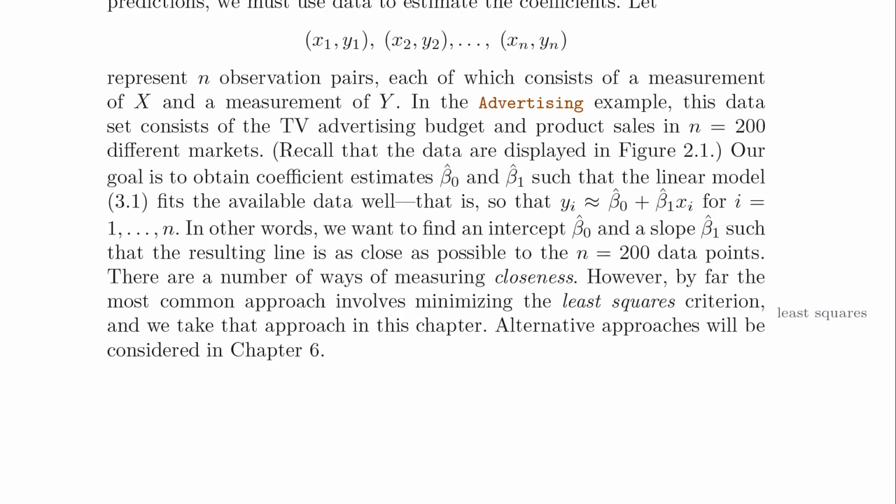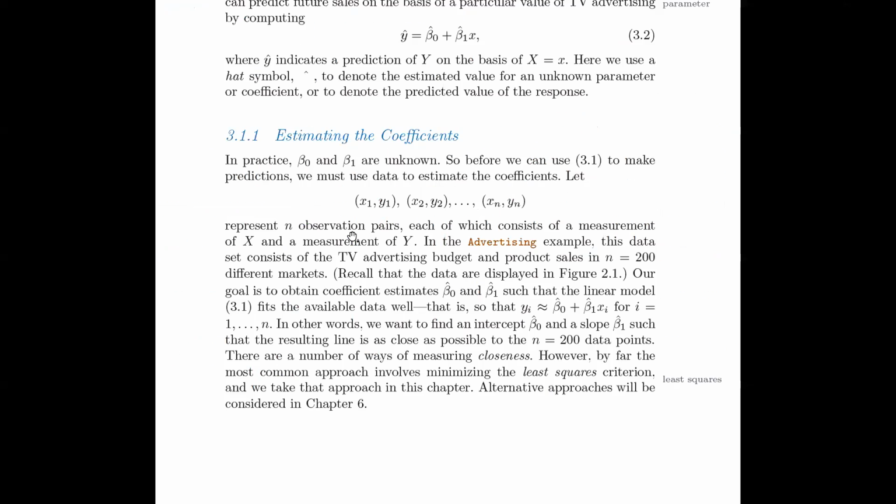Now, the word close. There are a number of ways of measuring this concept that we have a good intuitive feel for, closeness. However, by far the most common approach, maybe it was the first method, maybe computationally it's relatively easy, maybe just historically it tends to work, involves minimizing the least squares criterion. And we take that approach in this chapter. Alternative approaches will be considered in chapter 6.